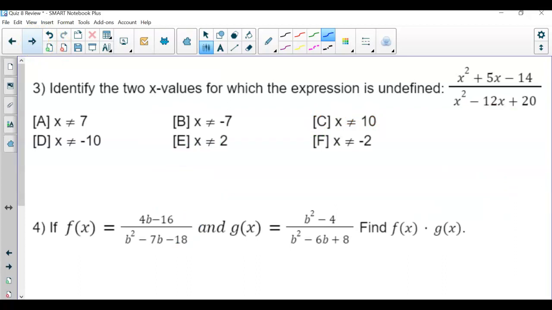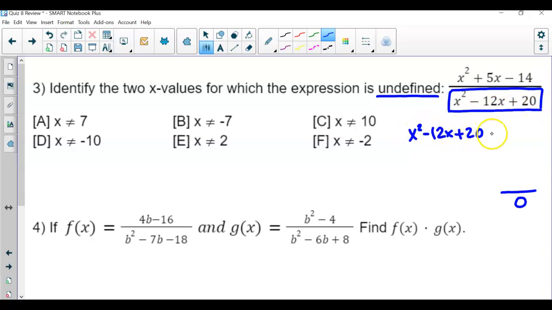Question number 3, we're focusing on identifying the two x values that make this expression undefined. So remember, to make a fraction undefined, you cannot divide by 0. So that means I'm only going to focus on the denominator. In this case, x squared minus 12x plus 20 cannot equal 0. Now I'm going to go through and solve as if we were factoring, focusing on factors of 20 that would add to get me negative 12. So that would be 10 and 2, but negative 10 and negative 2.